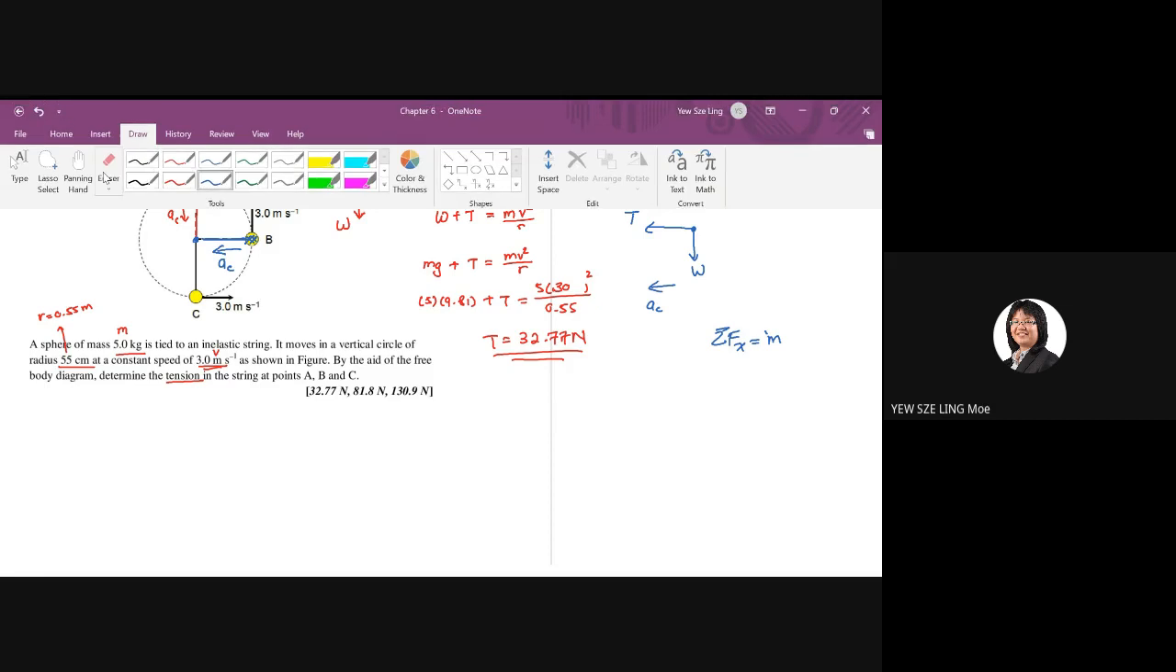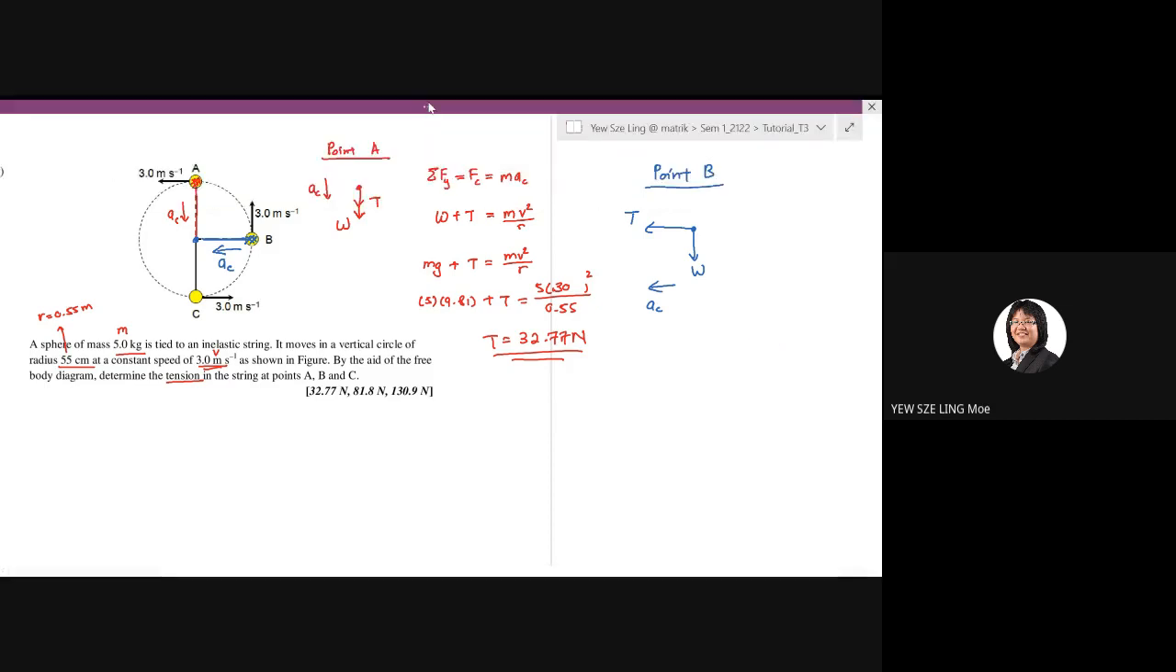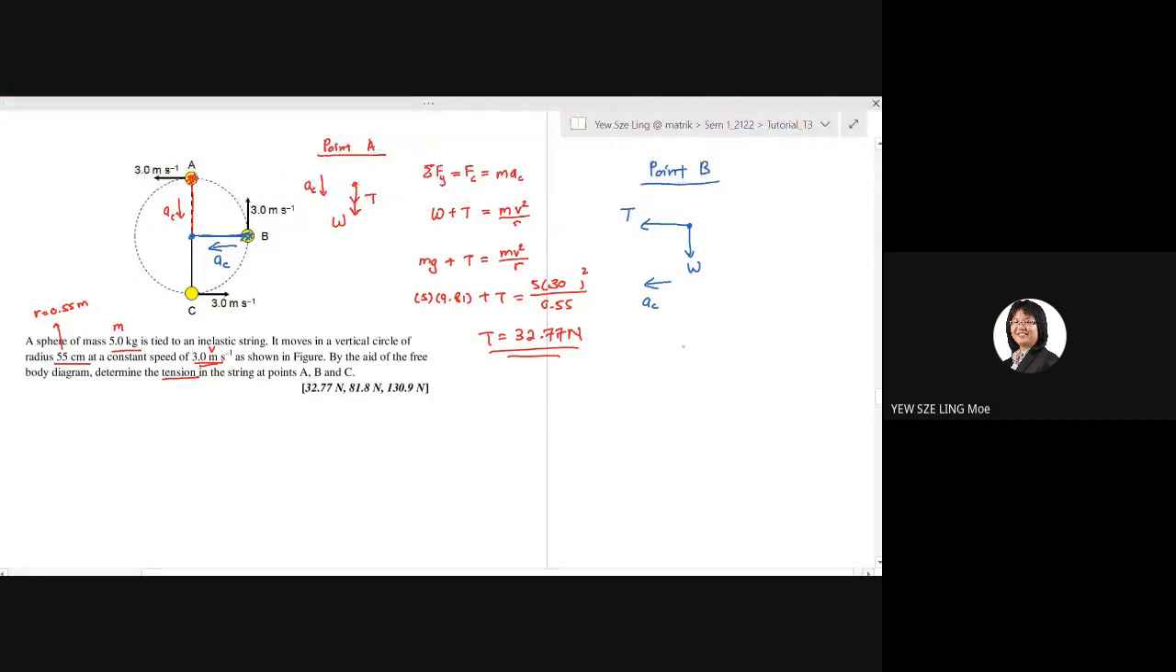Fc first. Okay, we need to use the Fc. So summations Fx is equal to Fc, which is then equal to mAc. So Fc, now the force that is lying on the x component is just the tension. Therefore, T is equal to mv squared over r. Plug in the value, I have 5 and then 30 squared divided by 0.55. Therefore, tension at point B is just equal to 81.8 Newton. Okay, 81.8 Newton. So this is the tension at point B.